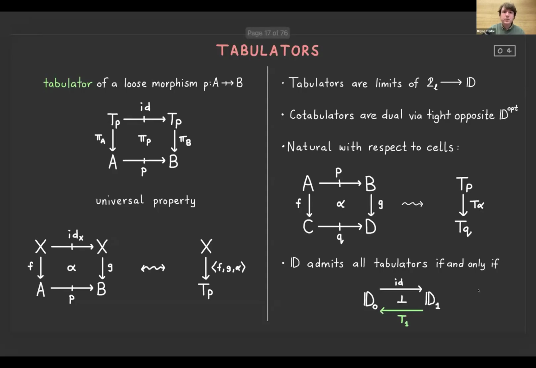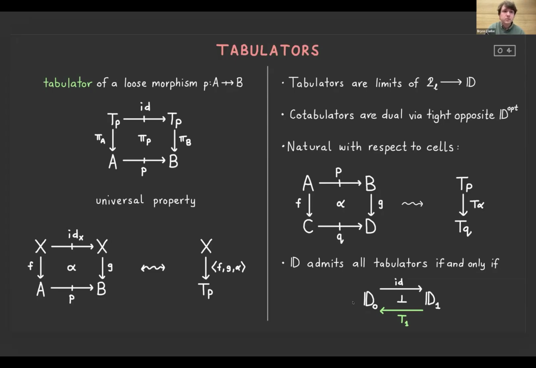And lastly, if we remember our pseudocategory presentation of a double category, then D admits all tabulators if and only if this functor here has a right adjoint. This functor from D0 to D1 takes an object to its loose identity morphism. If this functor has a right adjoint, then D has all tabulators. And you can already see this adjunction coming up in this universal property here. This is, I guess, the instantiation of that. Okay, so that's what tabulators are.